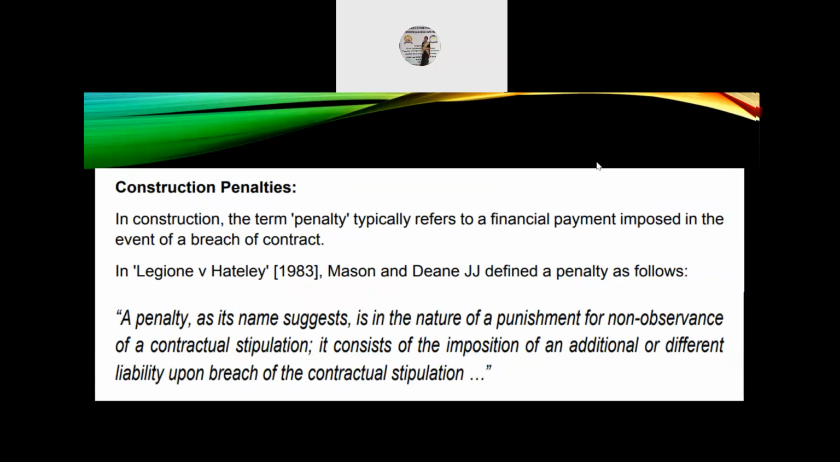Construction penalties. In a construction, the term penalty typically refers to a financial payment imposed in the event of a breach of contract. In Legione v Hateley, that is in 1983, Mason and Deane JJ defined penalty as the nature of a punishment for non-observance of a contractual stipulation. It consists of the imposition of an additional or different liability upon breach of the contractual stipulation.